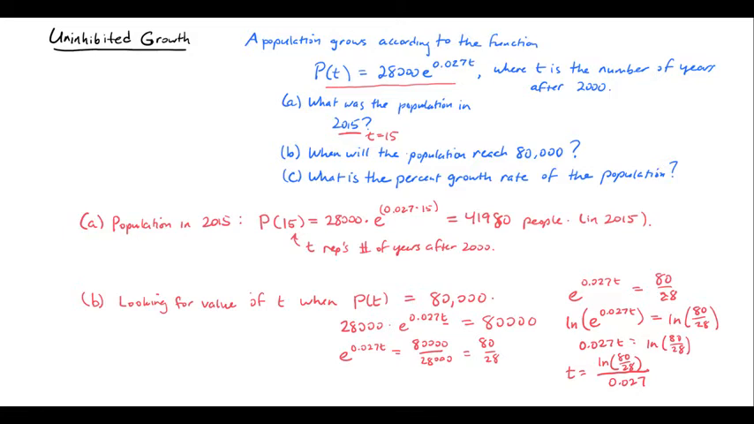And let's find out what that's equal to. Let's use my calculator. Natural log 80 over 28 over 0.027. That comes out to 38.88. Let's just round that to 38.9. So 38.9 years. Okay, now the question asks, when will the population reach 80,000? So I think the answer is 38.9 years after 2000.